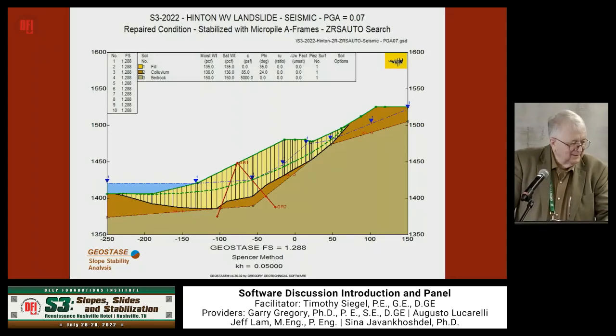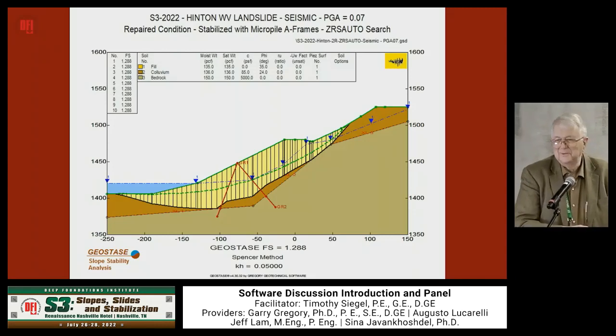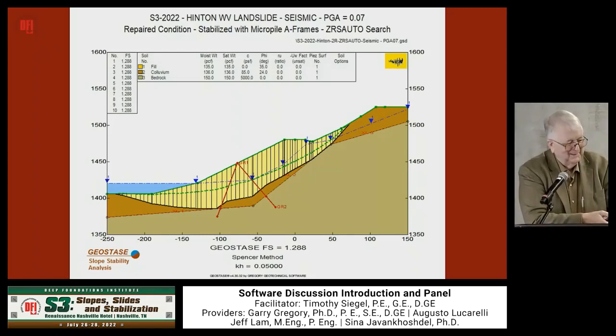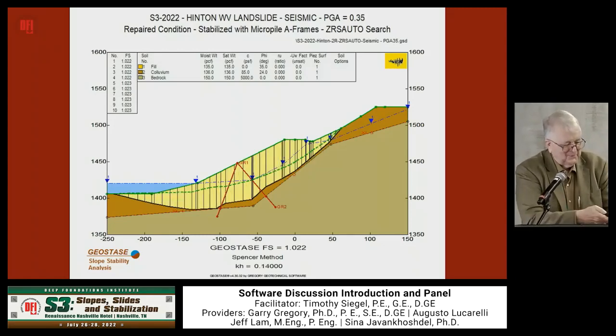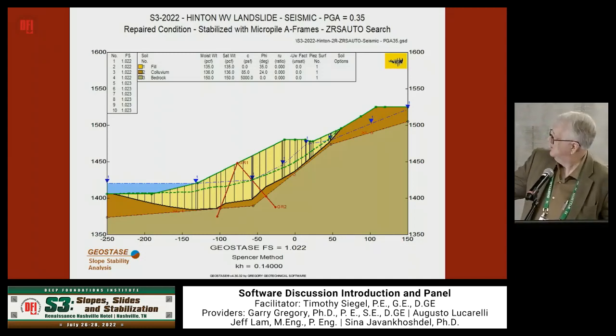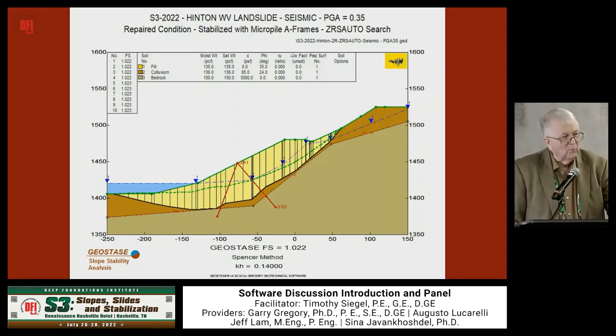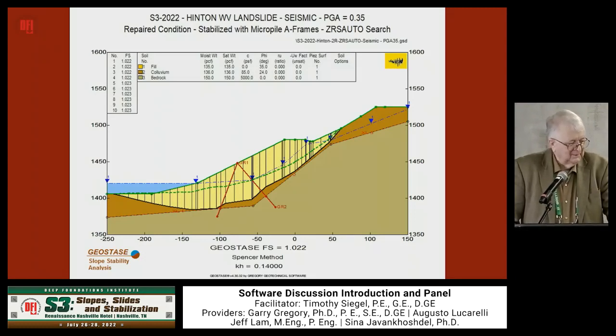All right, so I got a 1.286, which the criteria should be 1.1 or greater for this method. And then the other instruction was to use a 0.35 PGA, which gives us, using the 0.5 PGA, I used a k_h of 0.14, which is 40% of the PGA. And so now I drop below 1.1 on the pseudostatic factor of safety, but still above 1.